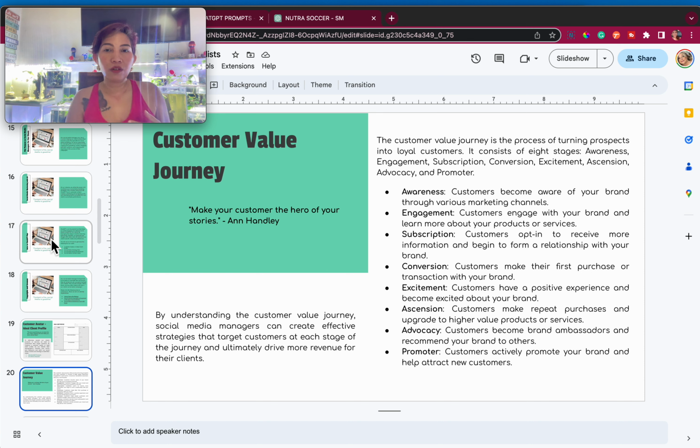So that's our goal. From awareness, we want to move them to engagement. We want to move them to subscription. We want to move them to conversion. We want to convert them. And it doesn't end there. We want to create excitement.